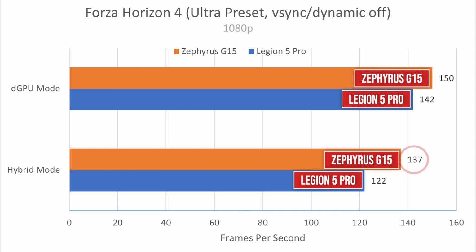You're getting 15 more FPS there, and then you're getting 8 FPS more in dedicated GPU mode, so that was interesting. And this could just be because of a processor difference in that 5900HS versus the 5800H.